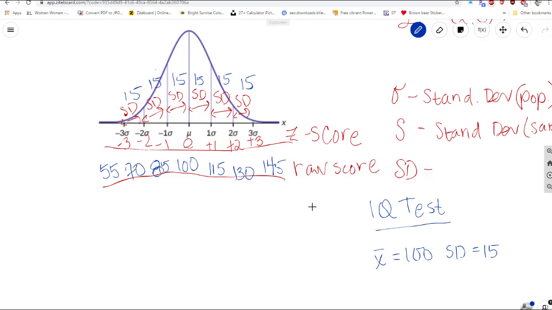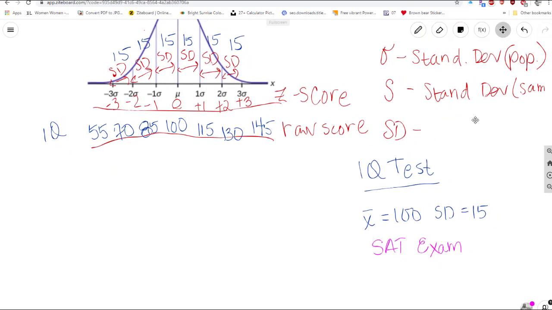Now this is for the IQ test, so let me just write IQ test over here. Now let's think of another type of test that is a norm reference test. Another popular norm reference test is the SAT exam. Many people take the SAT exam right before they go into college. You might have taken it, maybe not.